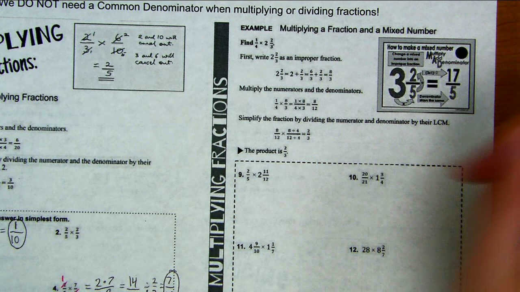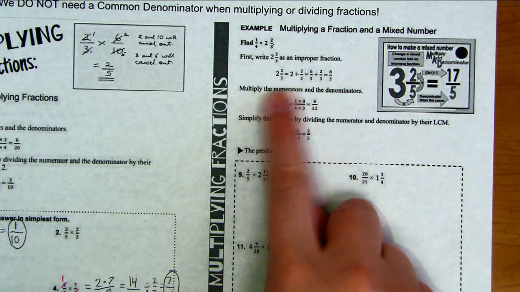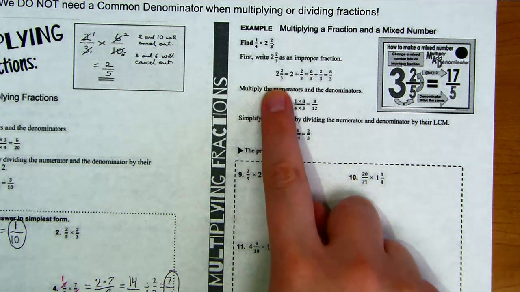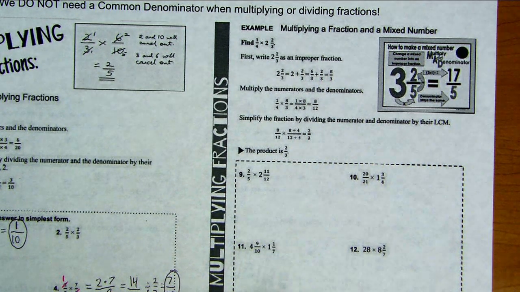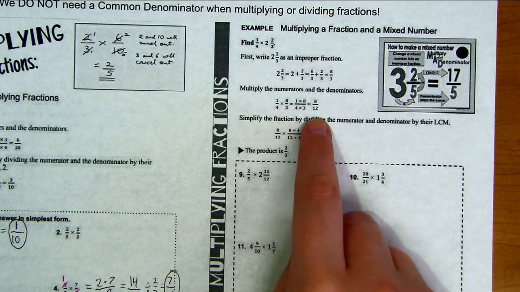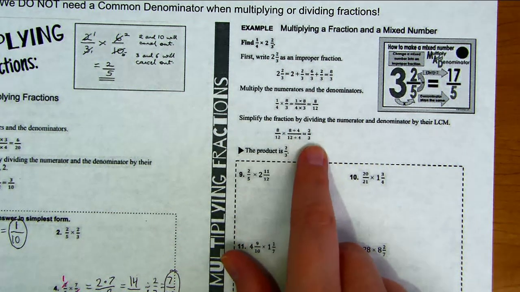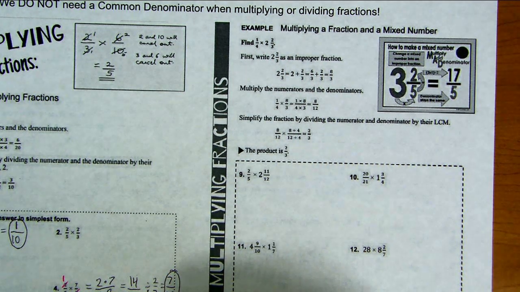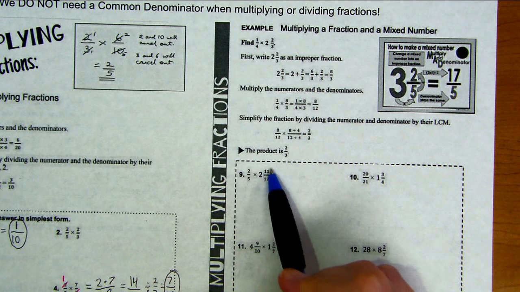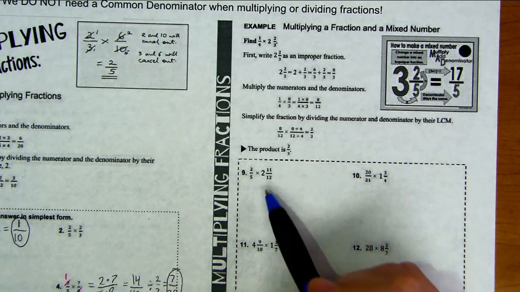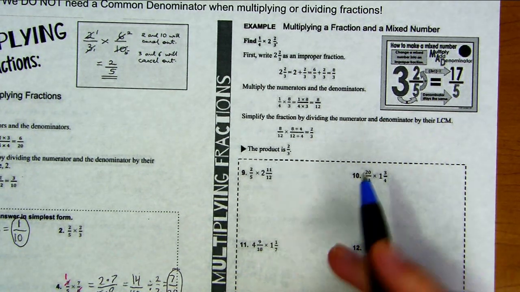So we can also see this process written out here, where you can change 2 and 2/3 into the improper fraction 8 over 3. Once we have it in that format, we can then multiply across, and at the end you can simplify. So let's look at example 9 here. So we have 2/5 times 2 and 11/12. So I need to first change my mixed number into an improper fraction.